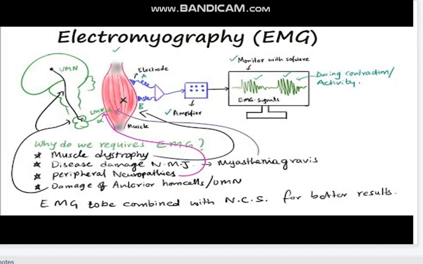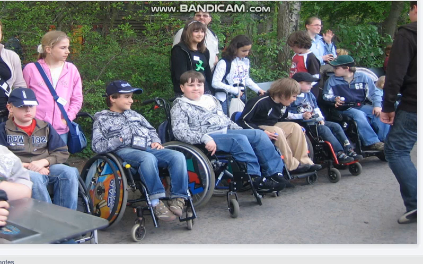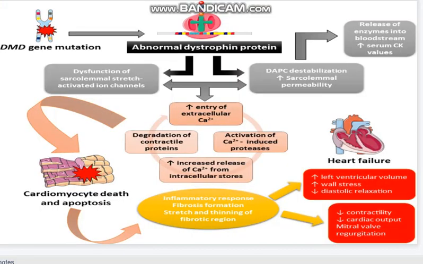By investigation with electromyography, we can differentiate muscular dystrophy from diseases which damage the neuromuscular junction, such as myasthenia gravis, and lower motor neuron lesion, peripheral neuropathy, upper motor neuron lesion, and anterior horn cell degeneration, in all patients with Duchenne muscular dystrophy. Ultimately, heart failure occurs due to cardiomyopathy.